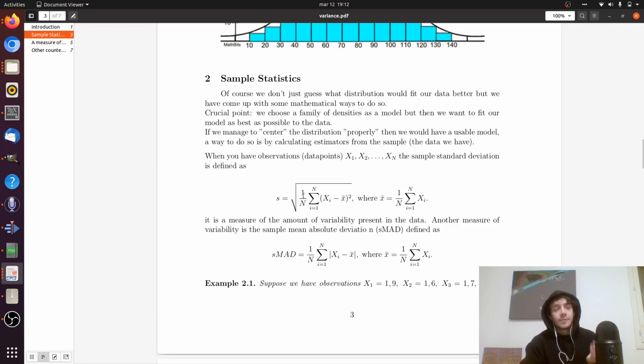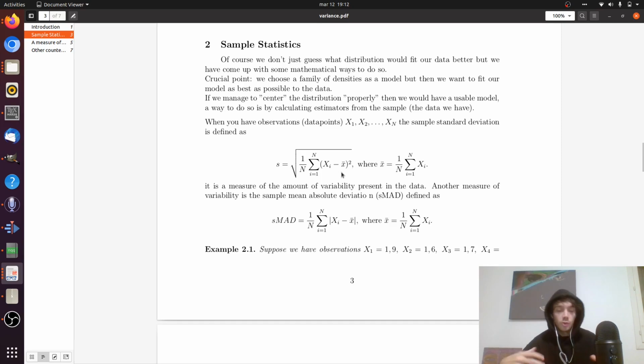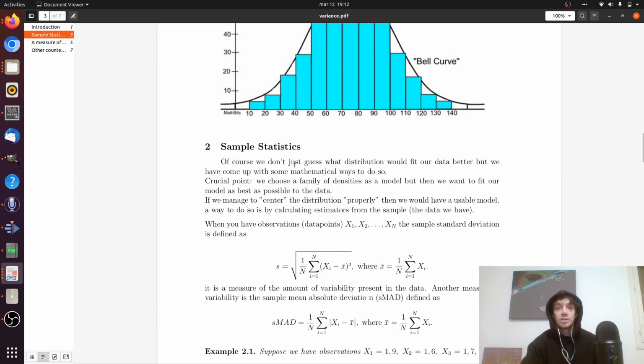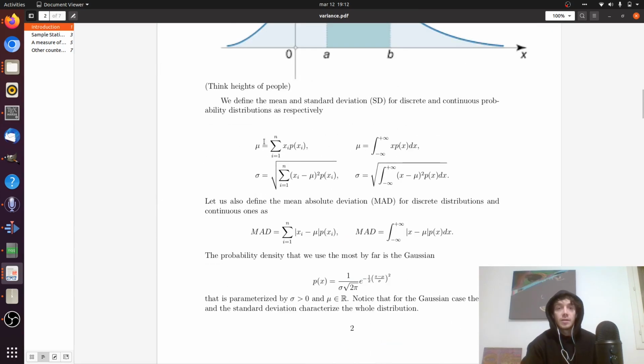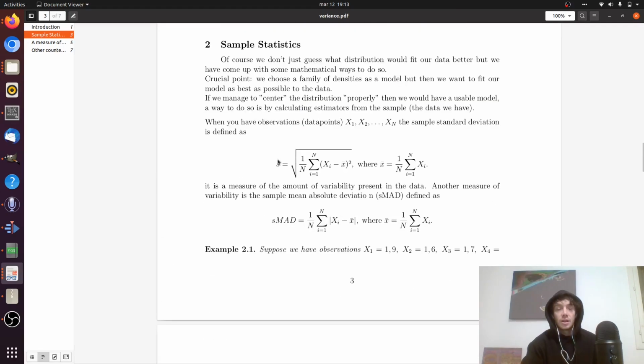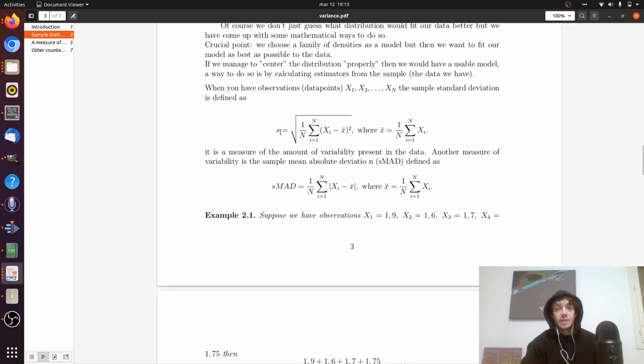So once we have a set of data, let's say we want to fit a probability distribution to it to model data statistically. And then we can compute some estimators for some of the quantities we defined before, the mean and the standard deviation. So this is the sample standard deviation. You compute this with the data points, and it's an attempt to estimate sigma as defined before.